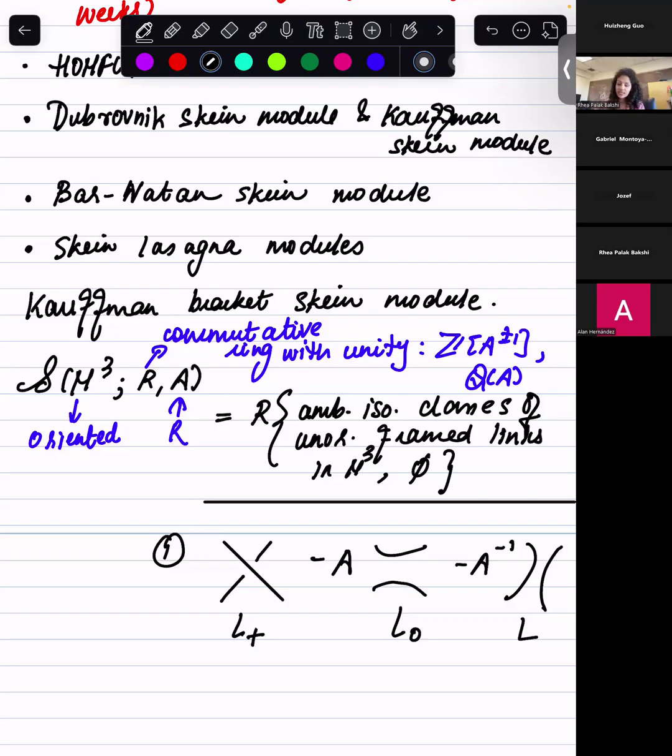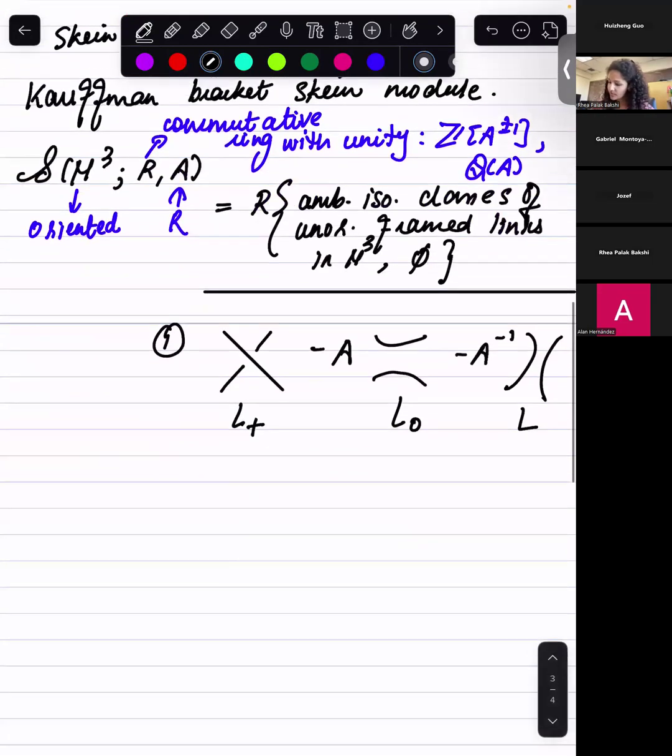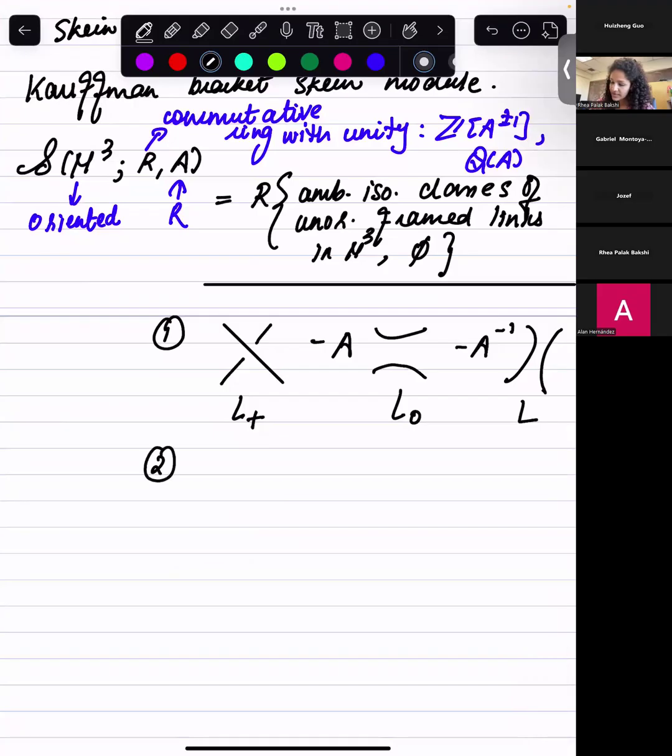Some people ask me often that, okay, if your manifold is oriented, then so do your links. Of course, that's true. There is an inherent orientation on the links as well. We ignore that orientation, okay? And so this is the Kauffman bracket Skein relation.